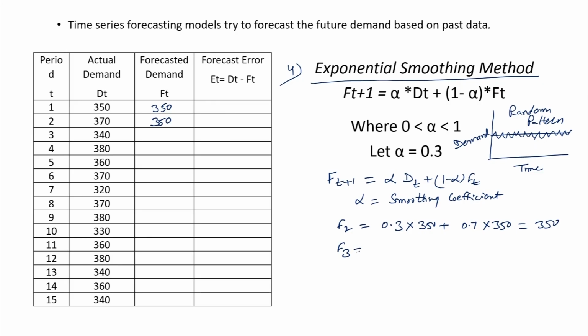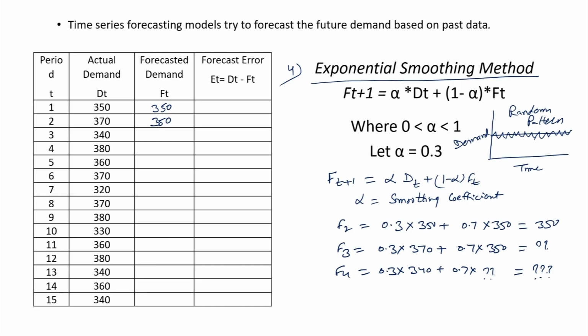Forecast of the third period will be 0.3 into 370 plus 0.7 into 350. So, I will get some number. For F4, it will be 0.3 into 340 plus 0.7 into the number which we are going to get here. The same number which I get here, I will put here. So, I will get the forecast of the next period.